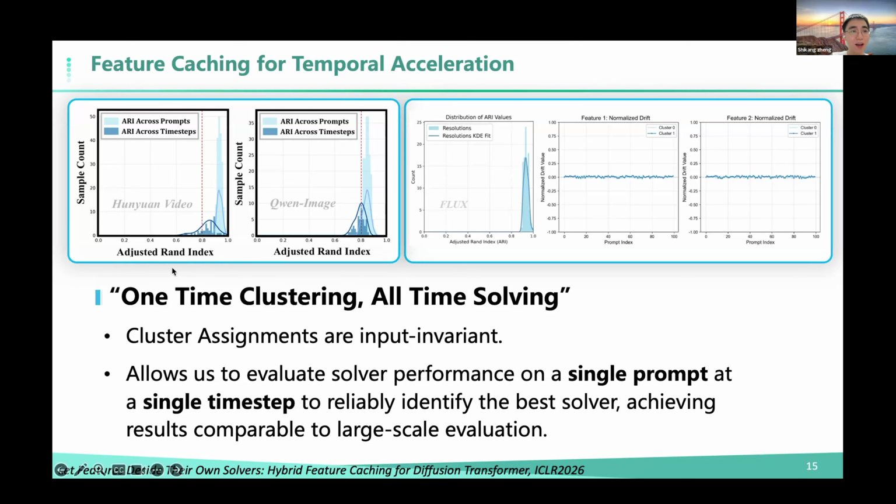And we found that when we do cluster assignments on different prompts, different time steps, or even different resolutions, the distribution and the cluster assignments are pretty similar to each other. This allows us to evaluate our solver performance on a single prompt at a single time step to reliably identify the best solver and achieve results comparable to a large-scale training or a large-scale evaluation.